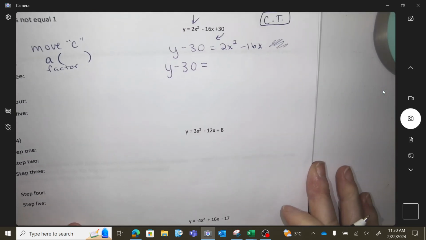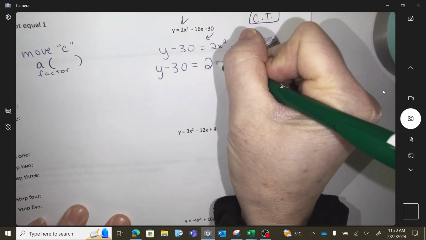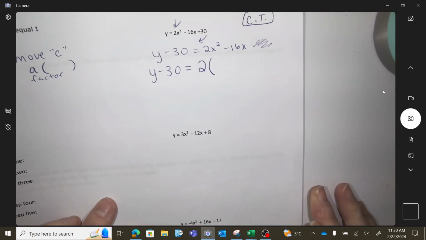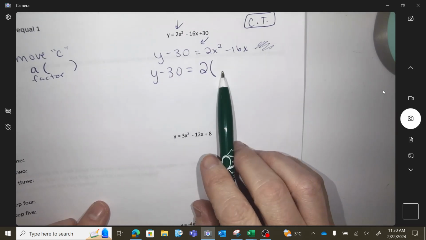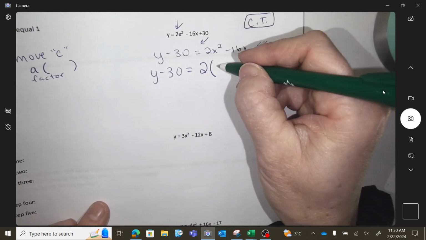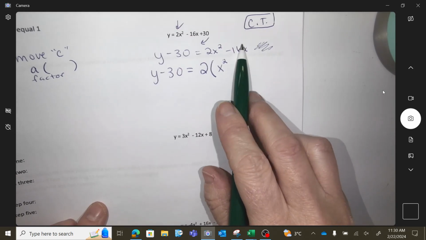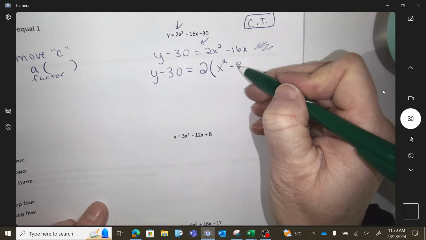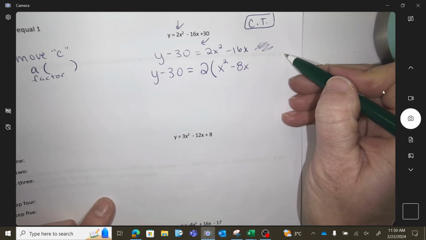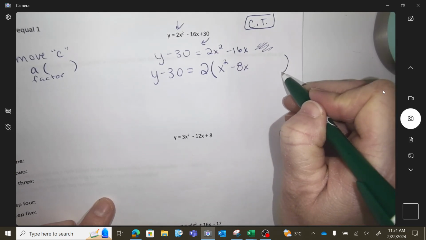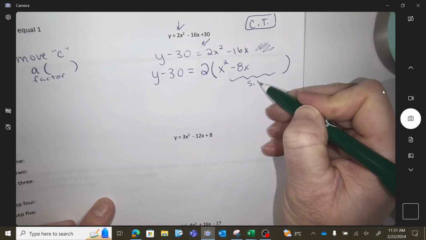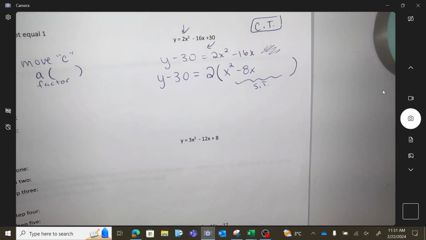Okay, so what does this look like? The a is 2, so I'm going to go 2 bracket. 2 times what? X squared. 2 times what? Negative 8. Now I'm going to leave room because I'm going to make a simple trinomial now. So this is where we can go on from our other steps. Okay, so that is the big one. The step 2 is the big one.